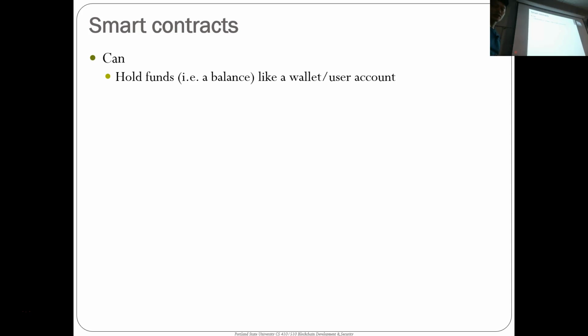So, smart contracts. Some of the things that smart contracts can do and cannot do: they can hold funds.